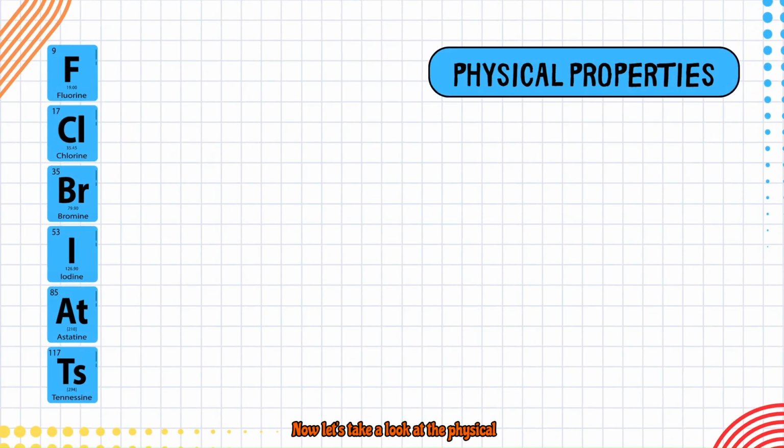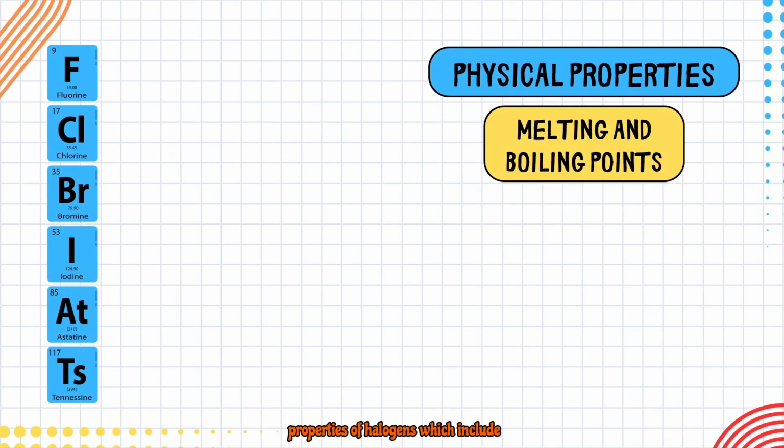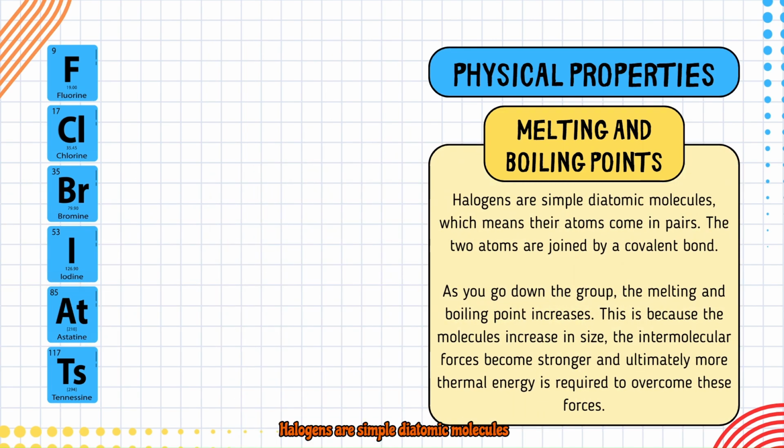Now let's take a look at the physical properties of halogens, which include their melting and boiling points. Halogens are simple diatomic molecules, which means the atoms come in pairs. The two atoms are joined by a covalent bond. As you go down the group, the melting and boiling point increases. This is because the molecules increase in size. The intermolecular forces become stronger and ultimately more thermal energy is required to overcome these forces.